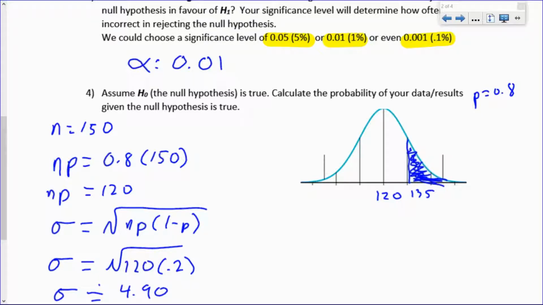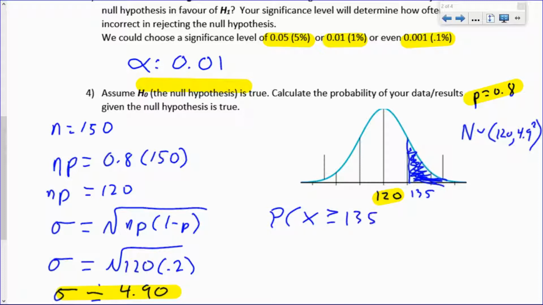So just to recap, if the null hypothesis is true, that is, that drug B is just as good as drug A at 80%, and you were to give the drug to 150 people, you'd expect 120 of them to be cured, on average, with a standard deviation of 4.9. So we have a normal approximation of 120, 4.9 squared. What's the probability that you end up getting results that are greater than or equal to 135? That's the next question we're going to answer.